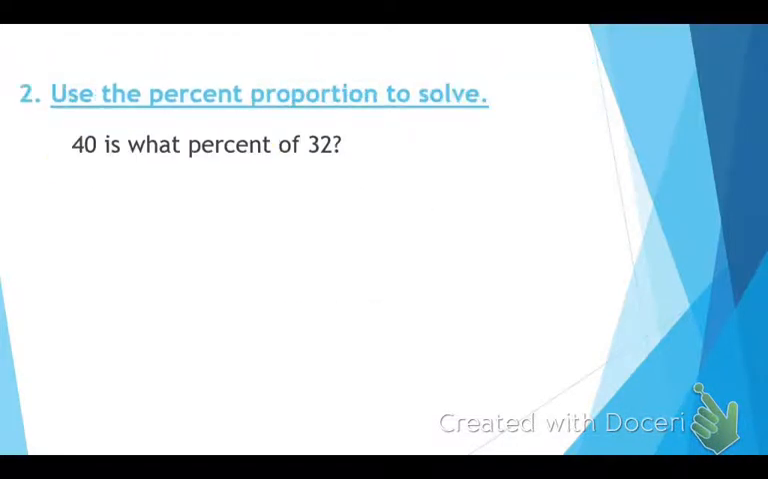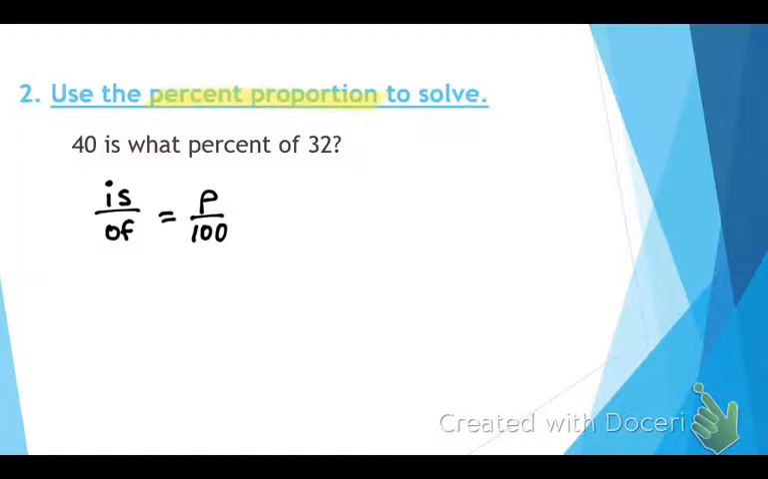Question number 2 asks us to use the percent proportion to solve. This is the main thing people messed up on their quiz. They didn't understand the difference between the percent proportion and the percent equation. Guys, if you remember, a proportion is 2 fractions that equal each other. So what is the percent proportion? Is over of equals P over 100. Okay, so this is the method. That's the way that I want you to do.